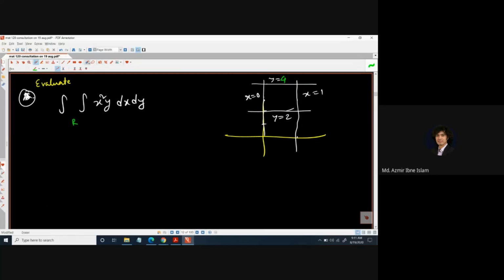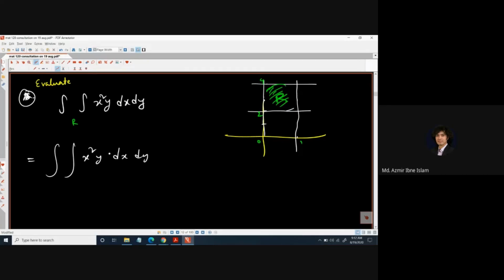Suppose all these things are not here. Suppose this is 2, this is 4, this is 0, this is 1, and all the information is not here. So based on this figure your region is this, and you have to understand what the limits will be. I'm constructing the problem now. So first of all, x squared y dx dy. Now we have to think about the x limit.